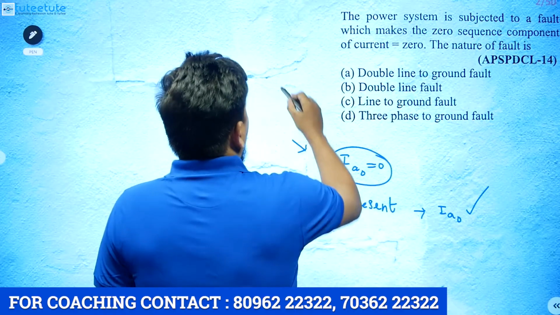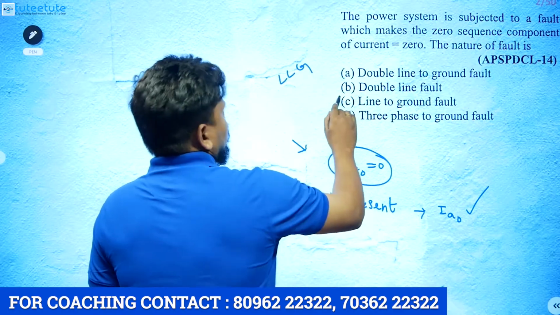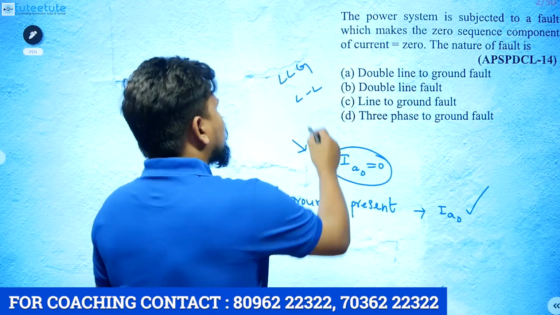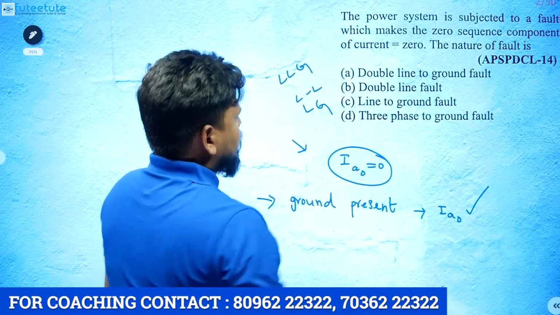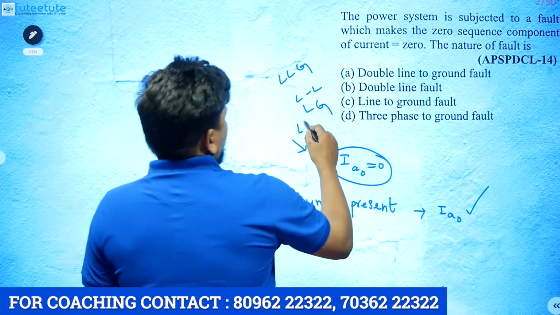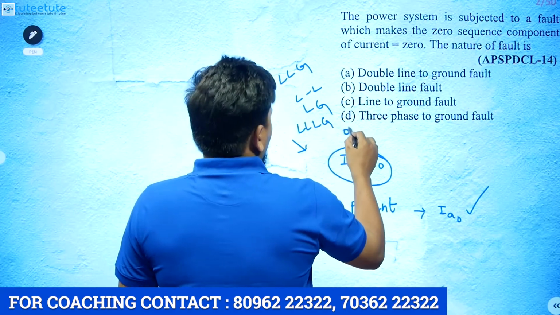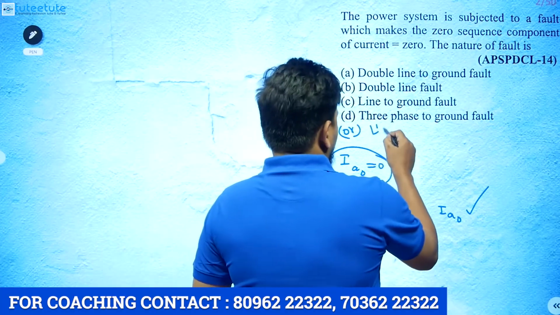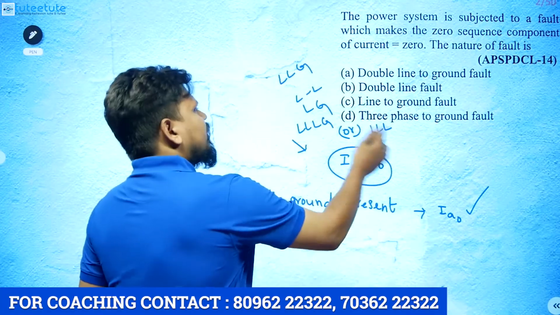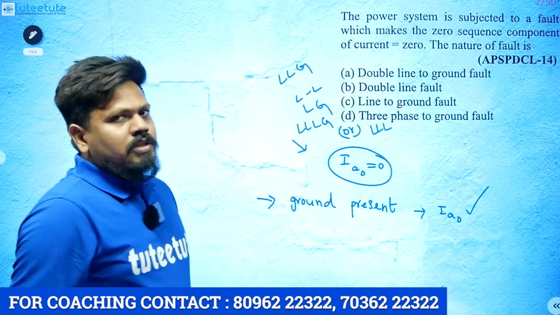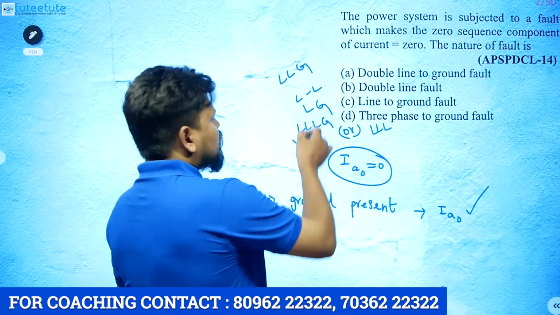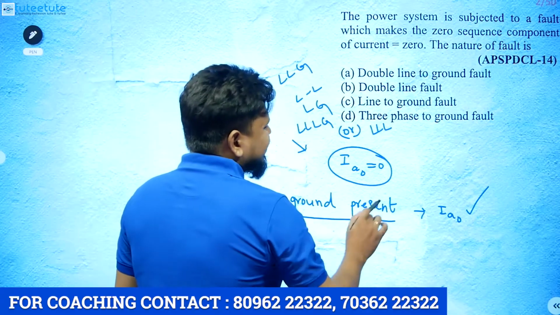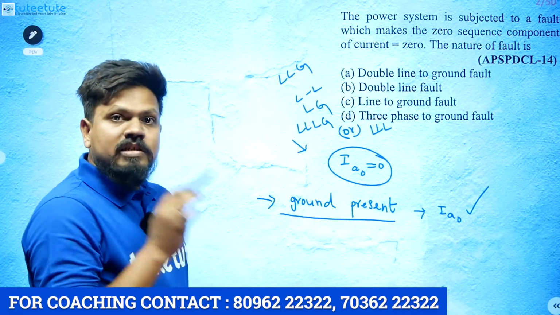Double line to ground fault, that means LLG fault. Double line fault, LL fault. Line to ground fault, LG fault. Three phase to ground fault, that means triple LG fault, which is a symmetrical fault and is equivalent to triple L fault also. Triple L fault or triple LG fault, same analysis only. From the options, wherever ground is present in the fault, then definitely zero sequence current is present.